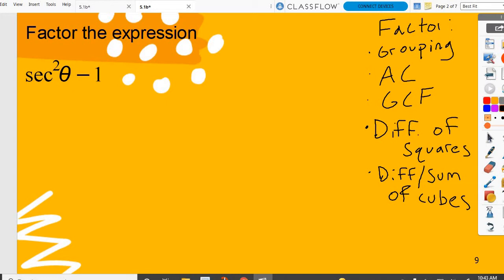So, in general, it helps to think about what that expression would look like without trig stuff. We can just plug in x's. So if I had x squared minus 1 instead of a secant squared, how would I factor that? Difference of squares, and we would get x minus 1 and x plus 1.